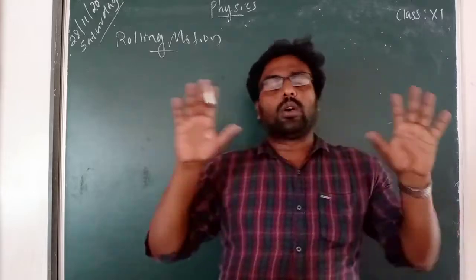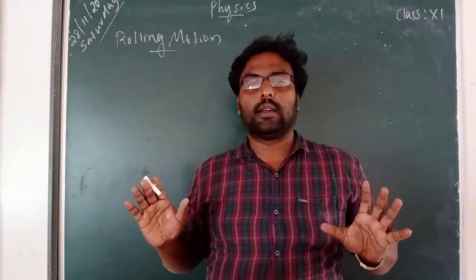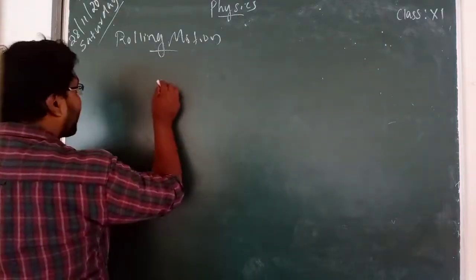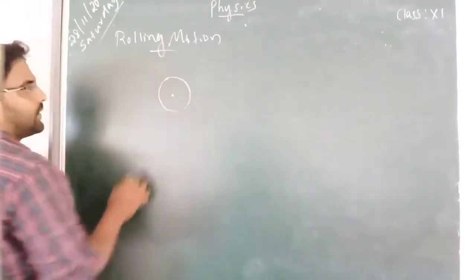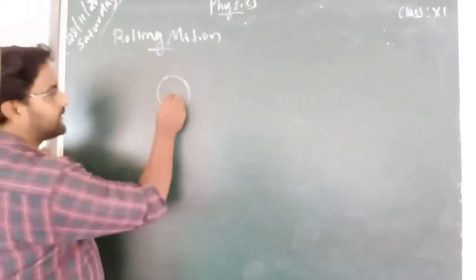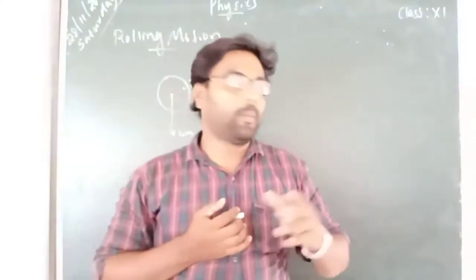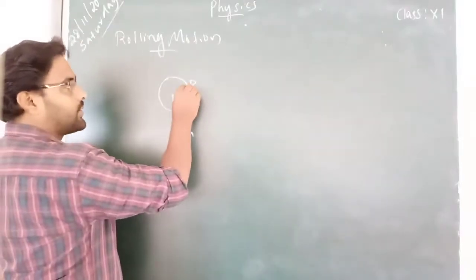Now let us consider one object, one disc. Assume that one disc is there, and this is the center of mass, here the center of mass. Now you can choose a point P at any place here. When you are choosing a point P on this disc, listen here.